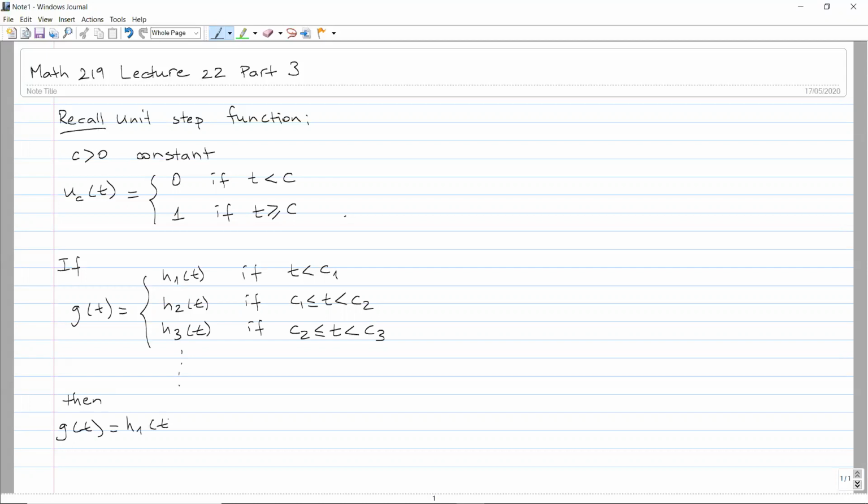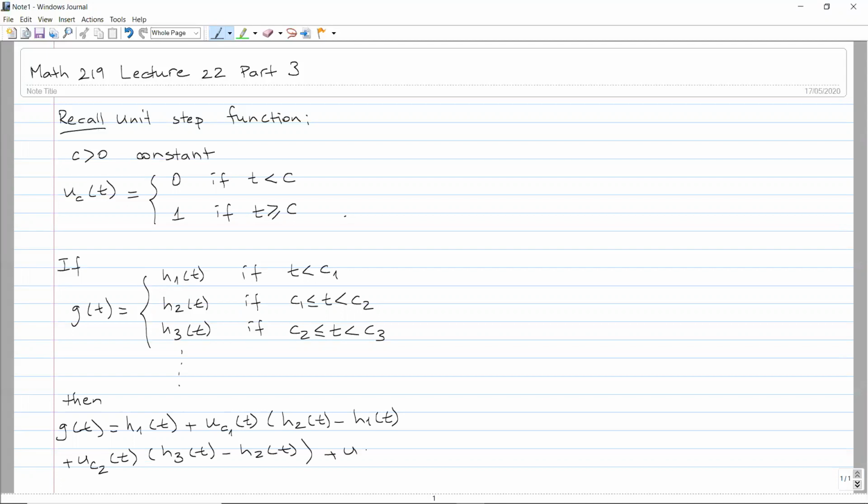So we start with the function h1, and then we take the first discontinuity. It doesn't have to be discontinuous, of course, at the point c1. Maybe I should say seam point or break point for the function g. So it is at c1. We take the unit step function at c1, and then in front of it, we take the function h2 minus h1. And then the next one is the unit step function at c2. We take h3 minus h2.